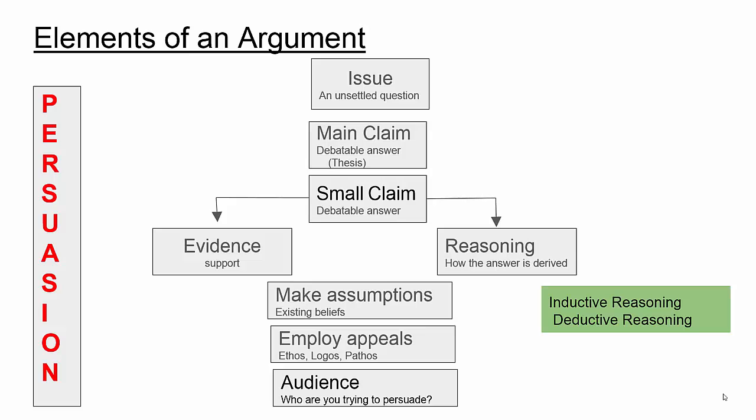So let's review. In persuasion, you have your issue, you have your claims, your evidence, and you apply your reasoning. You'll have a choice of inductive reasoning and deductive reasoning. It's all the strategy that you take to developing your argument, which will include making assumptions, employing appeals, and knowing your audience.